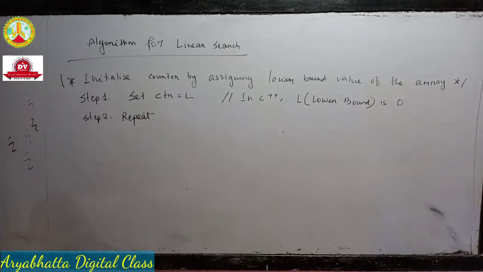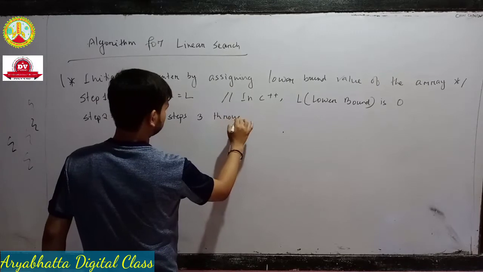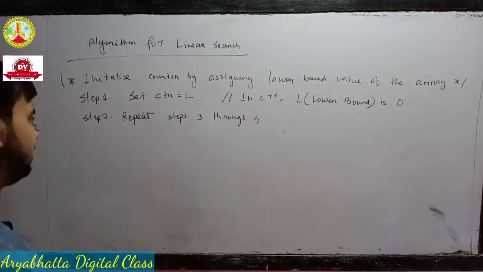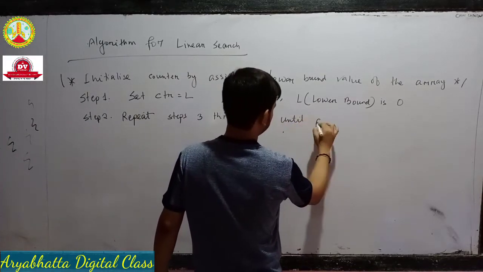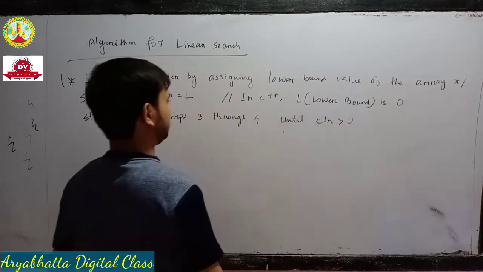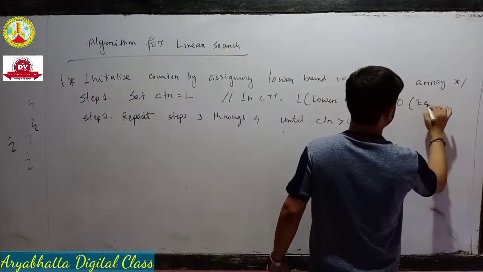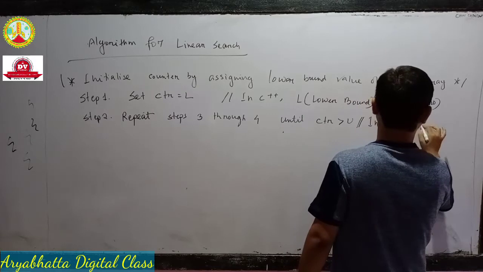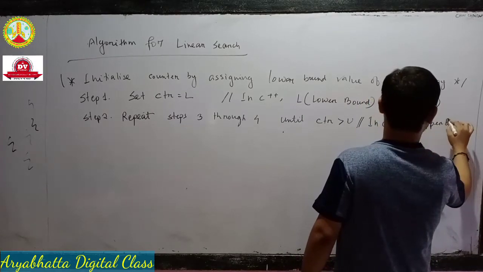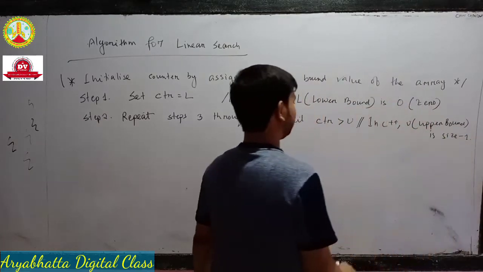Repeat steps 3 through 4. I teach you line by line, just you write down first of all. Until ctr greater than upper bound. U means upper bound. Okay. In C++, U upper bound is size minus 1. I hope you understand why it is size minus 1. I tell you.